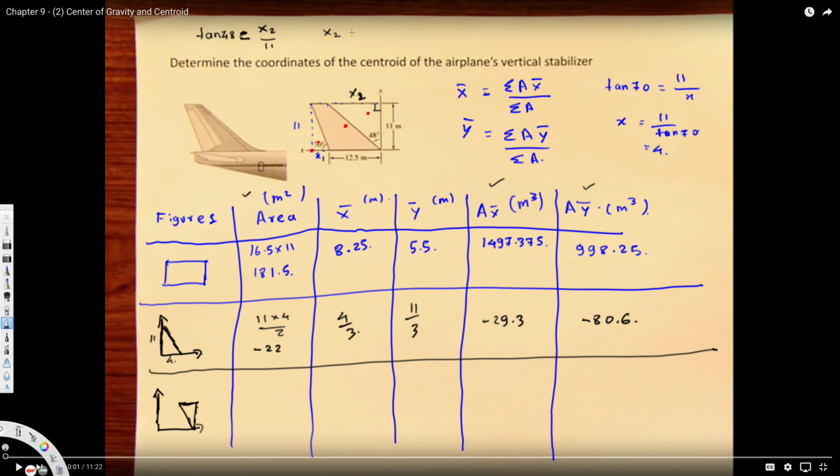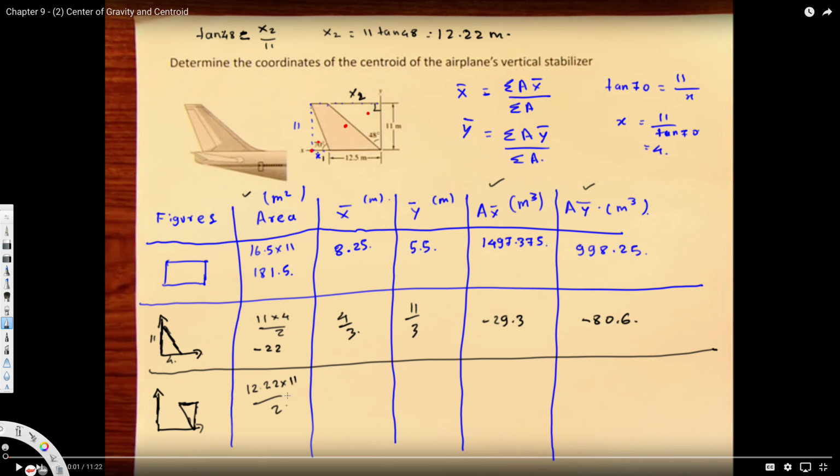Therefore x2 is going to be equal to 11 times tan 48. And if you calculate this value, that comes out to be 12.22 meters. So this is my x2 value. Therefore now I can calculate the area of this one. Area is going to be simply multiplication of this one and 11 divided by 2. So it's going to be 12.22 multiplied by 11 divided by 2.